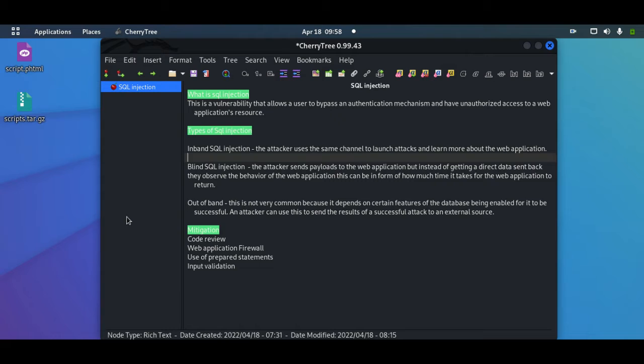Alright, so today we'll be looking at SQL injection, the different types of SQL injection that we have, and also the mitigation strategies that we would employ against this vulnerability.